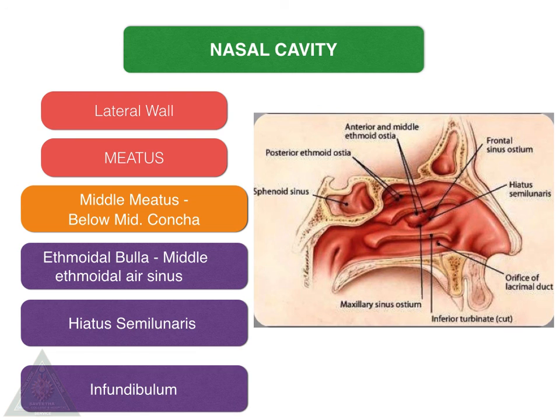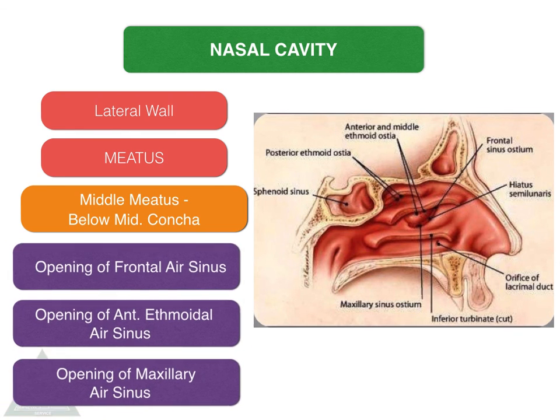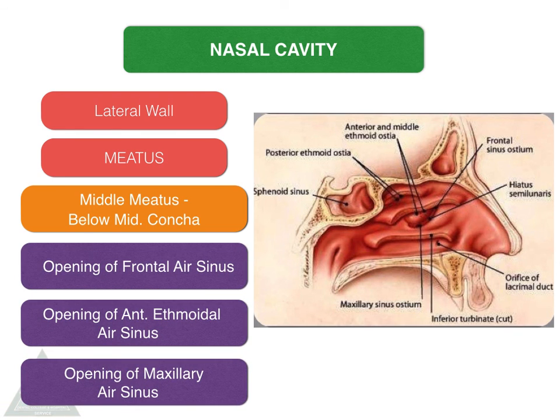We have an elevation called the ethmoidal bulla. The middle ethmoidal air sinus opens in this. Below this ethmoidal bulla, we have a semicircular groove called the hiatus semilunaris. Near the anterior end of the hiatus semilunaris, we have the infundibulum. In the hiatus semilunaris, we have the following openings.